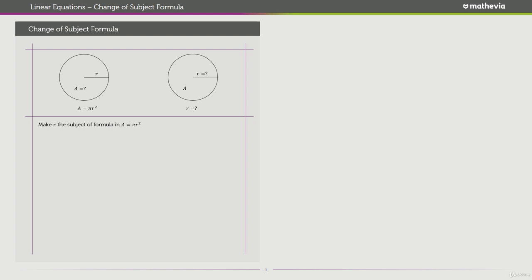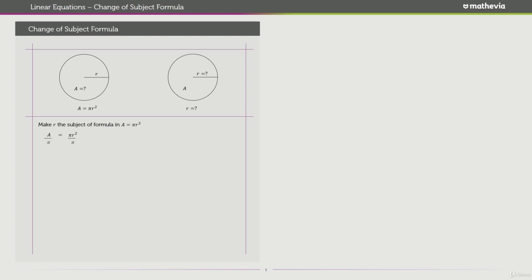I have this here. It says make r the subject of the formula in the formula A equals pi r squared. Now we have that A equals pi r squared, and just like when you're solving a linear equation, what we're trying to do here is get r on the left and everything else on the right. So we're looking to eliminate everything surrounding r. At the moment we have pi multiplying r squared, and we want to get rid of that pi.